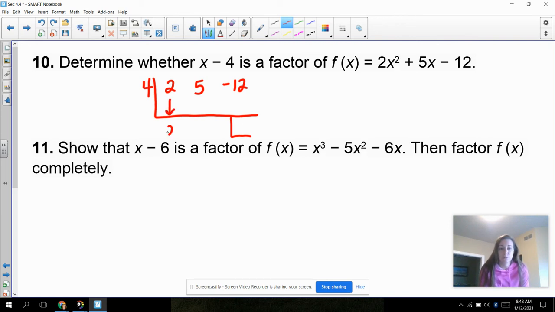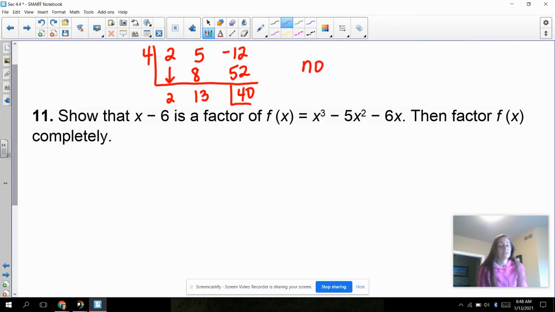Drag out 2, multiply, add, multiply, add, and we get a remainder of 40, which is nowhere near 0. So that means no, not a factor.